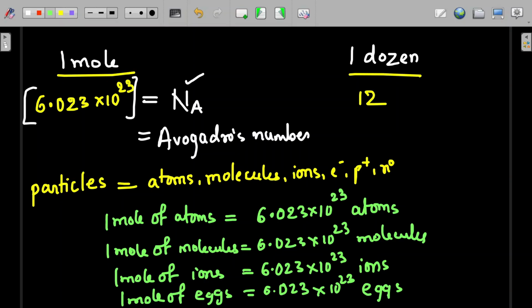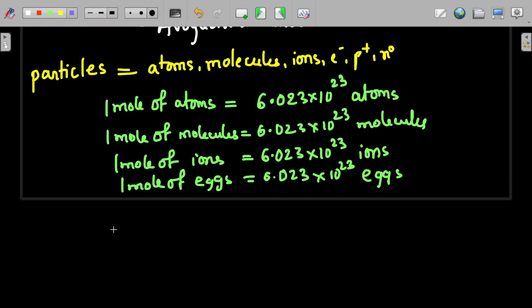You can use it, but this is so huge that we don't use it in our day-to-day life. So first of all, 1 mole with respect to number, whatever you are connecting it to, atoms or molecules, is always 6.023 into 10 to the power of 23. First you make note of it. Okay.